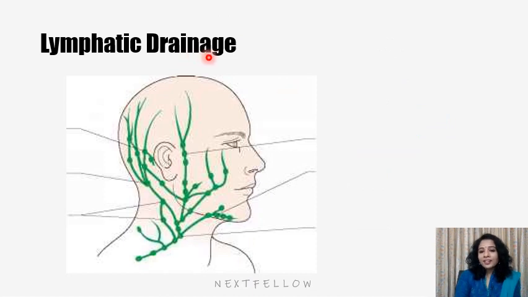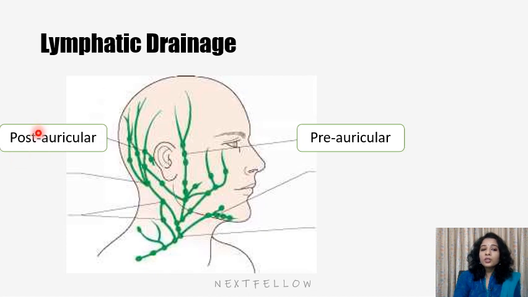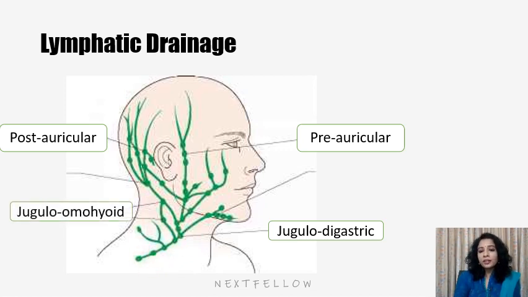Next, about the lymphatic drainage. Just like how we studied the nerve supply and blood supply of the scalp, the lymphatics also we can divide into in front of the ear and posterior to the ear. In front of the ear, the lymphatics of the scalp drain into preauricular lymph nodes, which are superficial parotid lymph nodes. Posterior to the ear, they drain into posterior auricular lymph nodes, otherwise called mastoid lymph nodes. Further, they finally drain into the principal lymph nodes present in the neck, called jugulodigastric and jugulo-omohyoid lymph nodes.